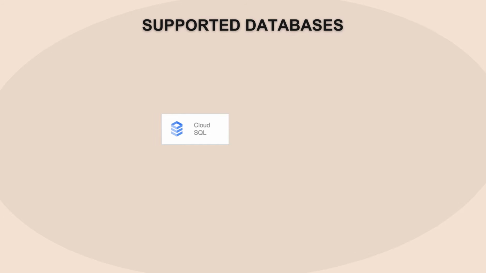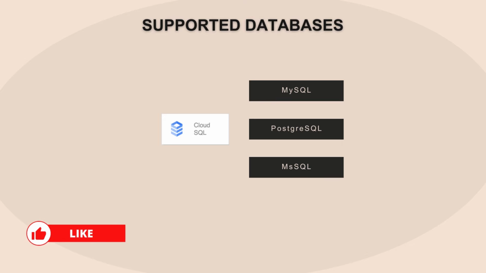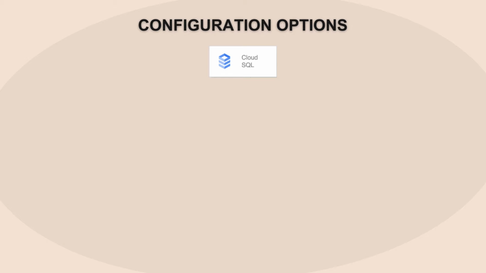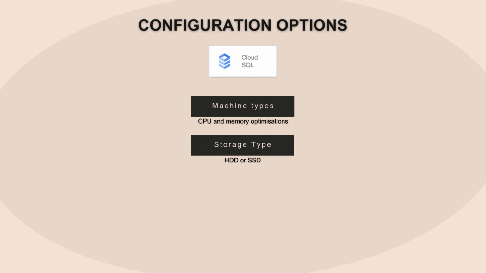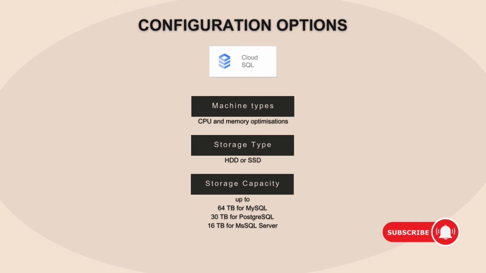Cloud SQL supports 3 major relational database systems: MySQL, PostgreSQL, and SQL Server. This support covers various versions of these databases, providing users with flexibility and choice according to their operational needs and compatibility requirements. Users of Cloud SQL can configure various aspects of their database instances to suit specific needs. Machine types can be configured to offer the desired balance of CPU and memory optimized for different workloads. Storage types offer high-performance SSD and standard HDD storage options. Storage capacity supports automatic storage increase, with a maximum limit depending on the database engine chosen.